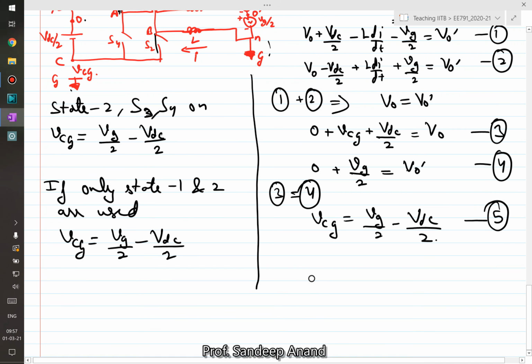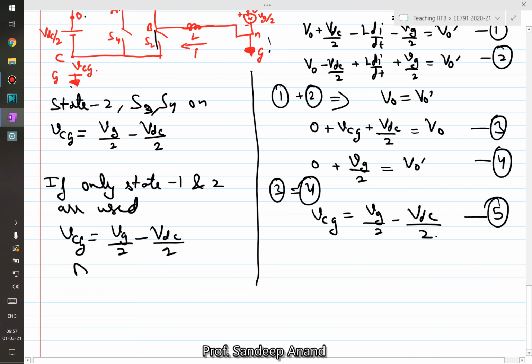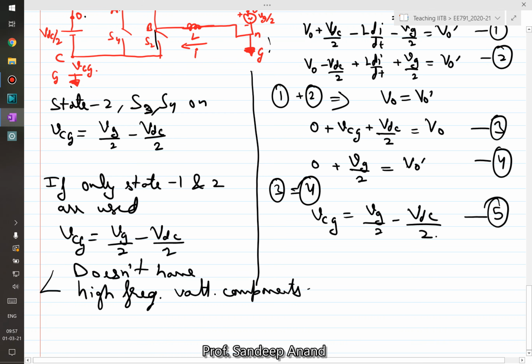What it implies is that VCG does not have high frequency. When I say high frequency, I mean switching frequency or its multiple voltage components. This is an important observation here. It only has low frequency, which is VG by 2 and VDC kind of oscillation. So VDC is constant anyways, it does not lead to any leakage current.